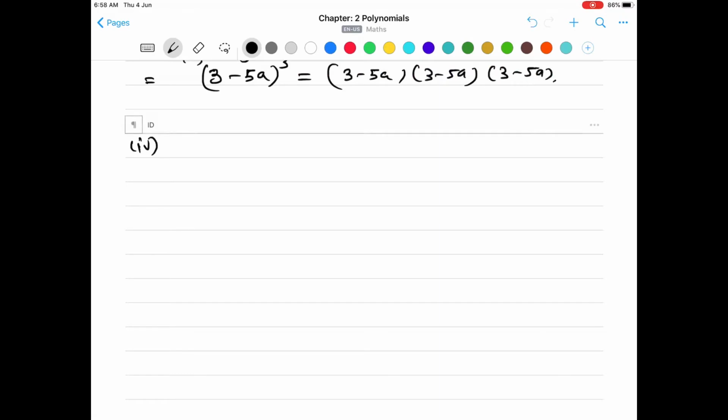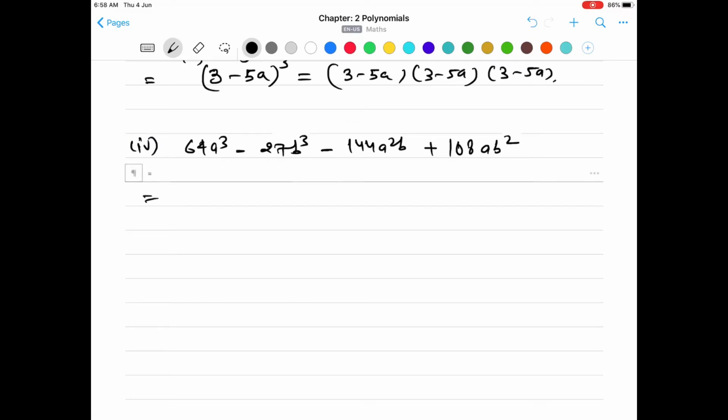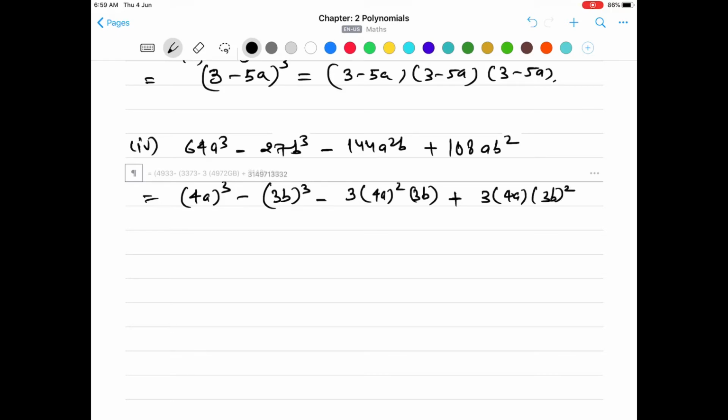Coming to the next one, we have part 4, which is 64a cube minus 27b cube minus 144a square b, then plus 108ab square. Now solve this. We can write 64a cube as 4a whole cube, and 27b cube as 3b whole cube. Then minus 3 into a square, where a here is 4a, into b here is 3b. Then plus 3xy square, where x is 4a and y is 3b square.